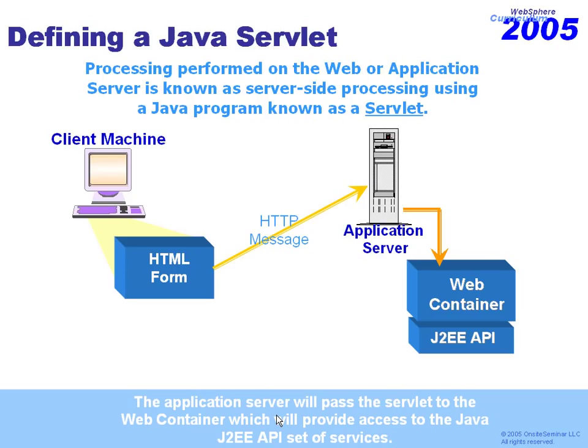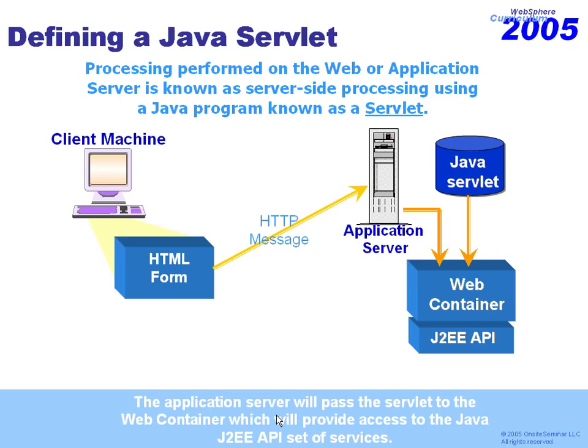So the set of J2EE services are going to allow me to do a wide range of different types of tasks, like access databases, access message queues, work with session information, work with transaction-based types of processing, and also gain access to other types of components like enterprise Java Beans. So the Java Servlet is going to be deployed inside of this particular web container.